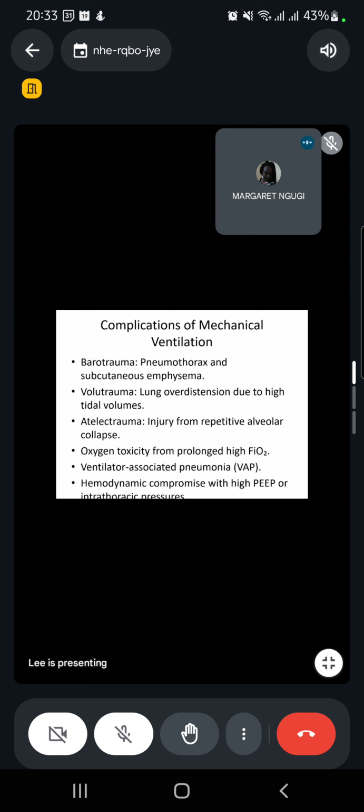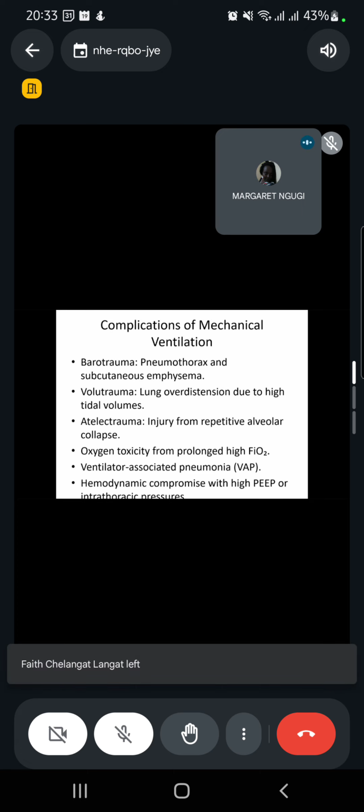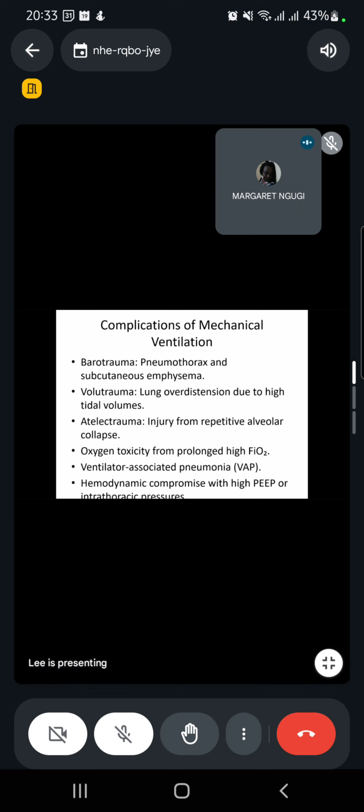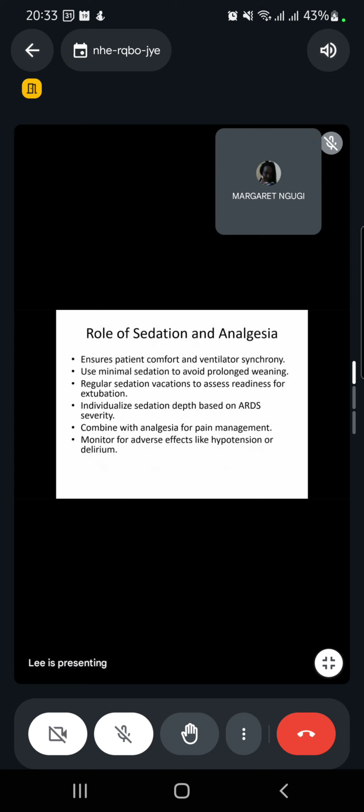Next slide. What are the complications of mechanical ventilation? They include barotrauma, volutrauma, atelectrauma, oxygen toxicity with prolonged high FiO2, ventilator-associated pneumonia, and hemodynamic compromise with high PEEP or high intrathoracic pressures. Next slide.